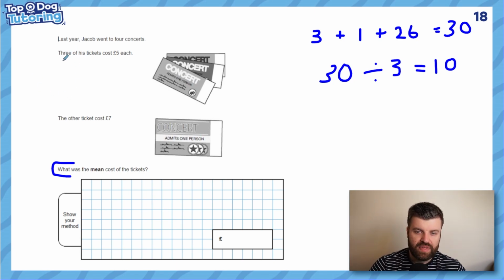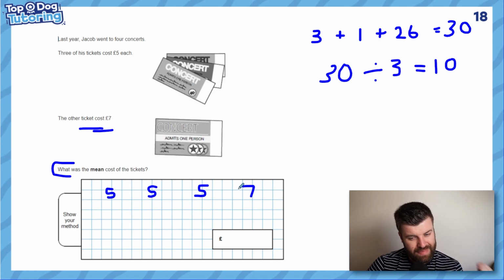So let's take a look here. 3 of his tickets cost £5 each. So we had a 5, a 5, and a 5. And the other ticket costs £7. Oh, maybe he's got a VIP ticket. So altogether we have 4 tickets. So what is the mean cost of the tickets?